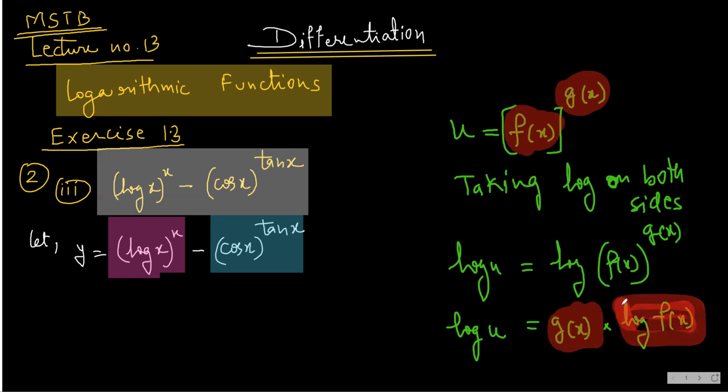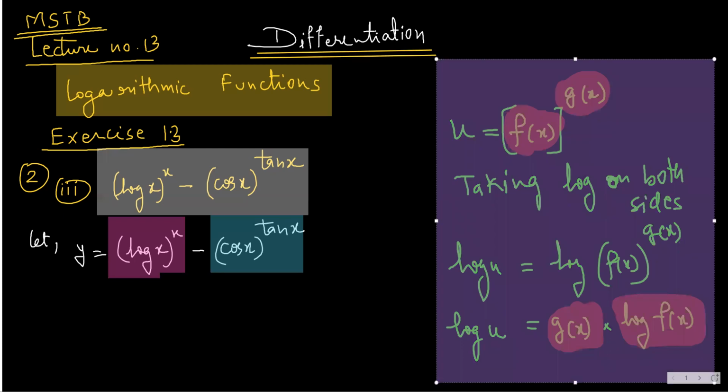Now here I have a product of two functions. What we did, we made it g of x log f of x, and now I can use product rule. So this is the advantage of taking log whenever you have variable raised to variable. I hope you have followed this part very well. Now I come to my solution.